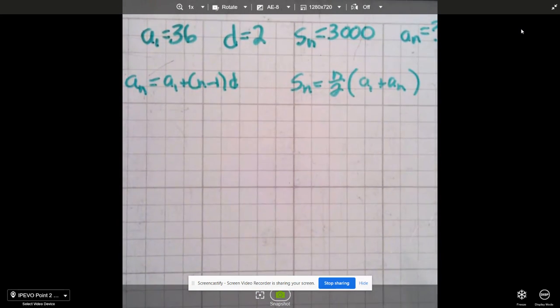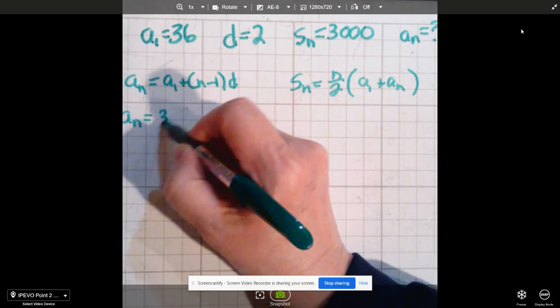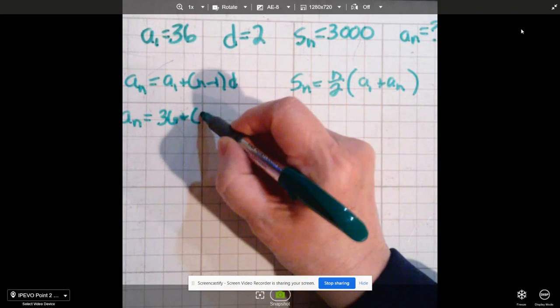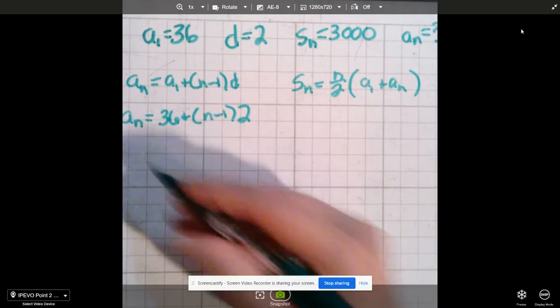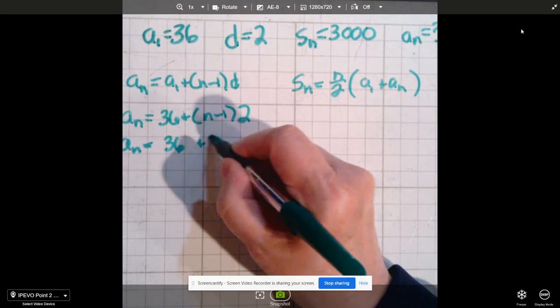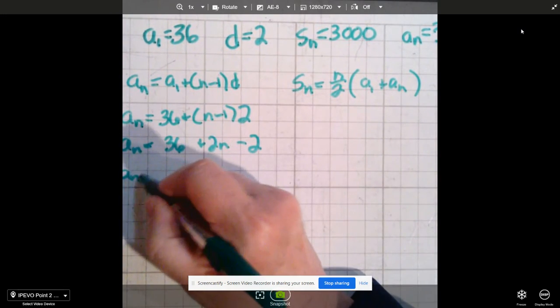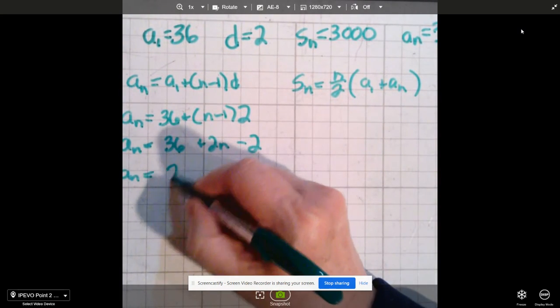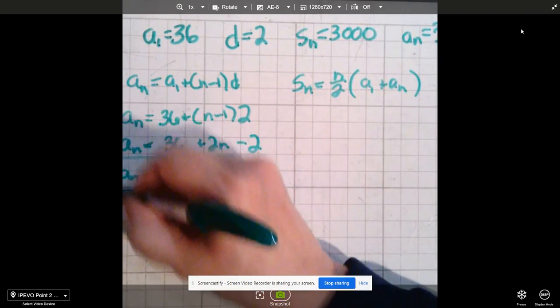So let's go ahead and fill in what we know. Well, on this one here, I know that AN equals 36 plus N minus 1 times my common difference, which is 2. Let's go ahead and simplify this equation. I'm going to get 36 plus 2N minus 2. So AN is going to be 2N plus 34. So now I know what AN is.